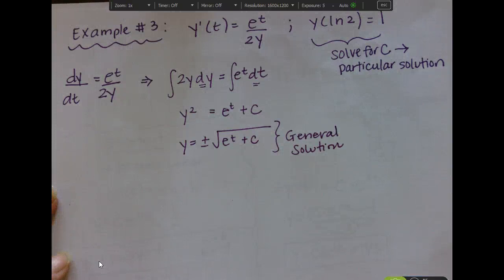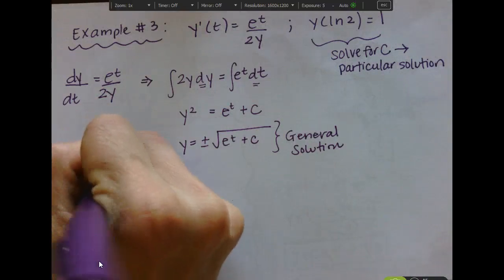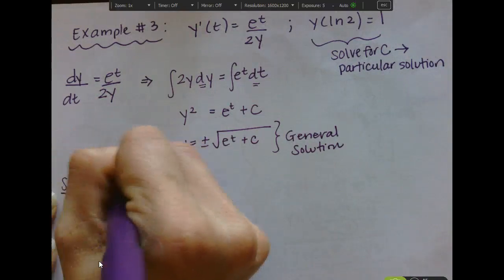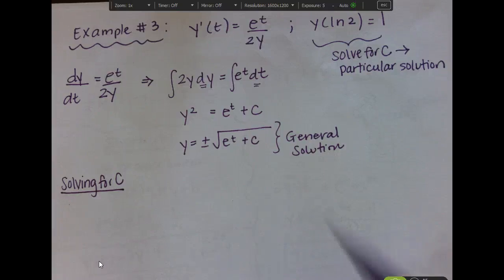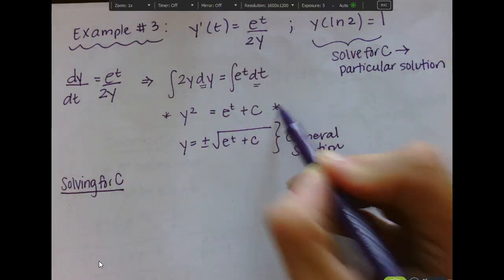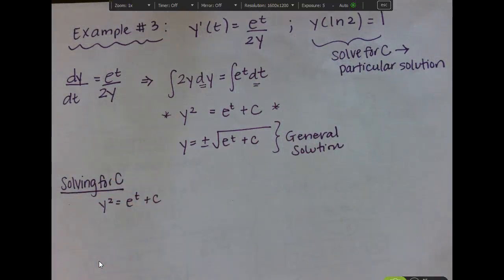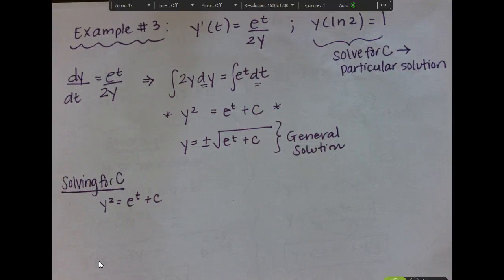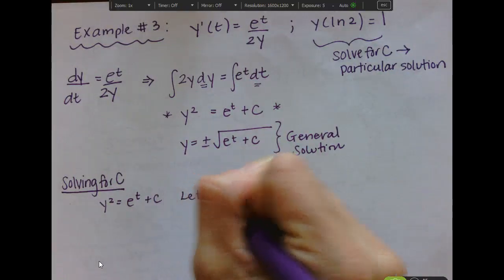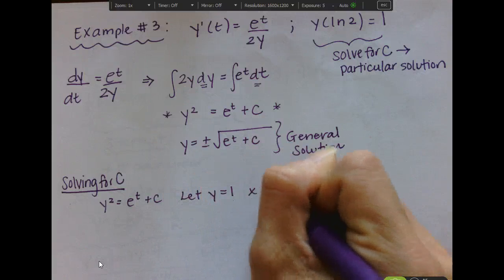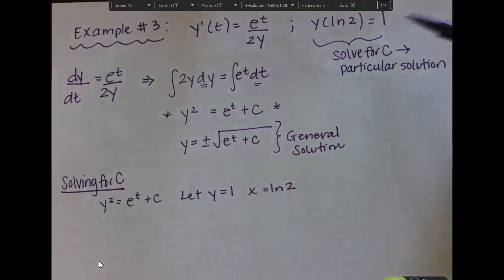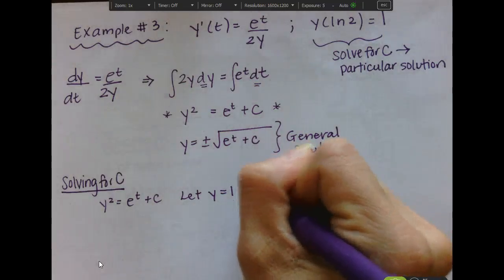And I want my particular solution. So I need to solve for c, and I need to use this initial condition. Now, for some reason, I just find it easier to work with this y squared version of the equation when I'm solving for c. That's just a preference. But what I'm doing here is letting y equal 1 and letting x equal the natural log of 2. That's what this ordered pair says. I used x, I meant to use t. In this problem, we're dealing with t.